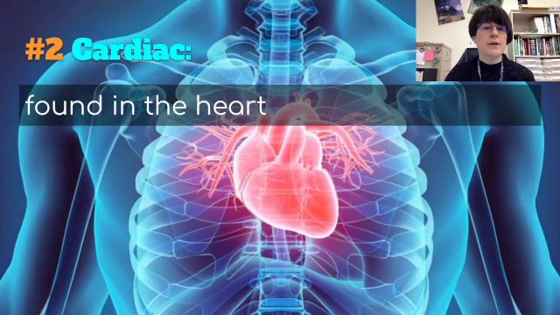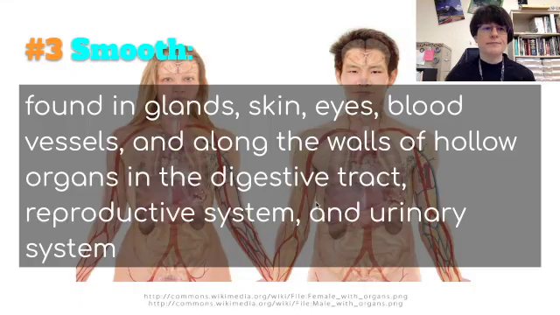The second type of muscle is cardiac muscle, and that is found only in the heart. It is a special type of muscle in the heart because the heart muscle never gets a break. It has to work constantly to keep you alive, so it's a special type of muscle.